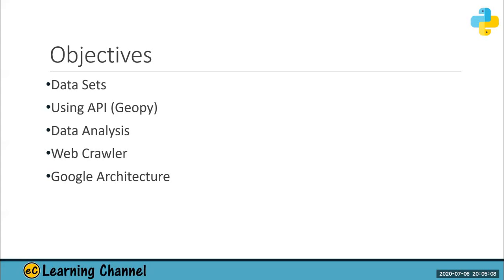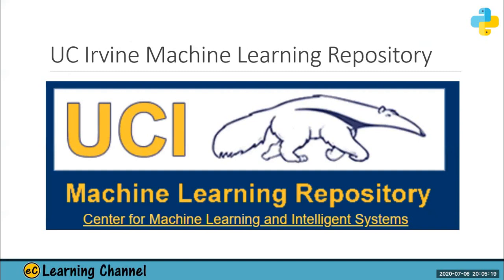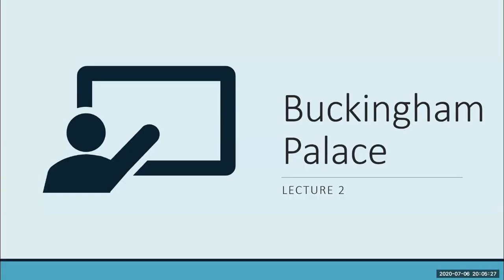Okay. So first one, we will talk about dataset. Dataset, actually, we discussed it already. You can download from data.gov, or you can download from the UCI Machine Learning Repository. These are two sources of important datasets. We actually discussed it already, so that portion, I'm not going to discuss it.